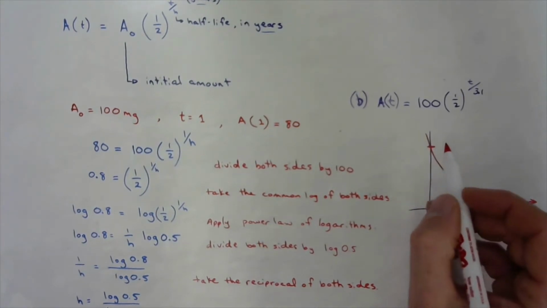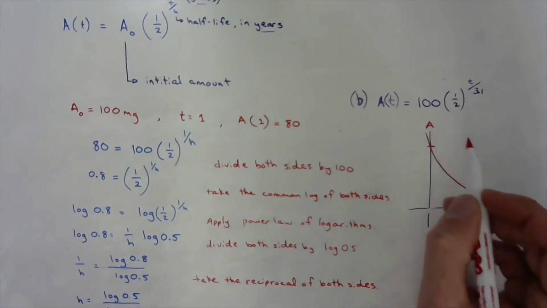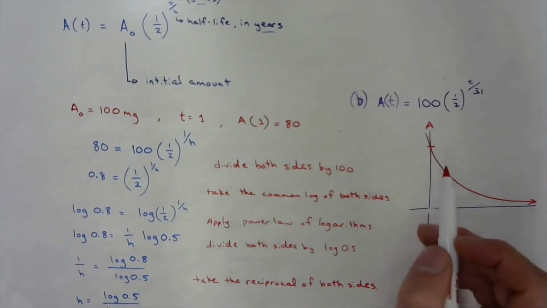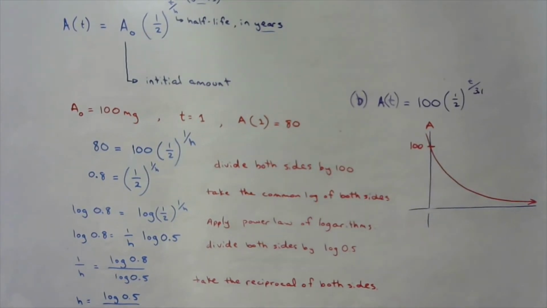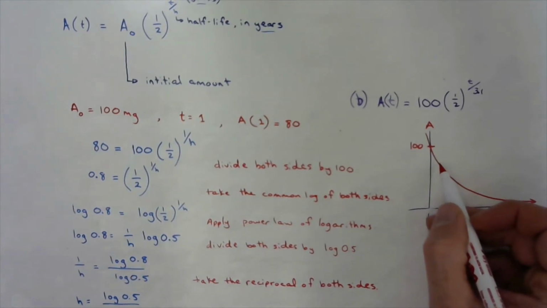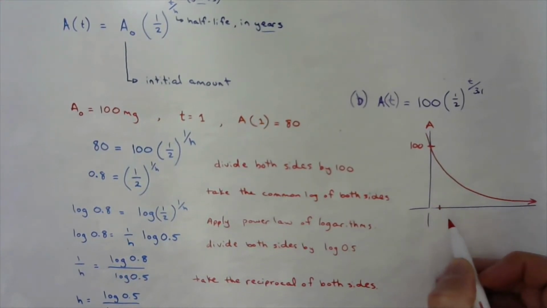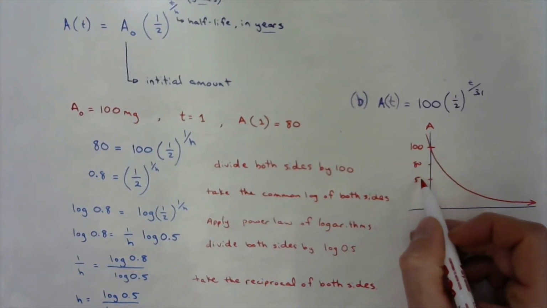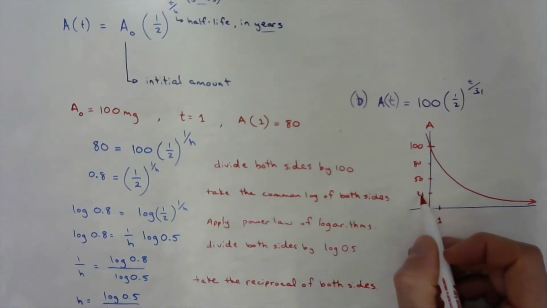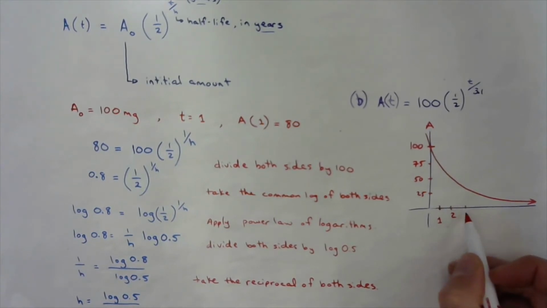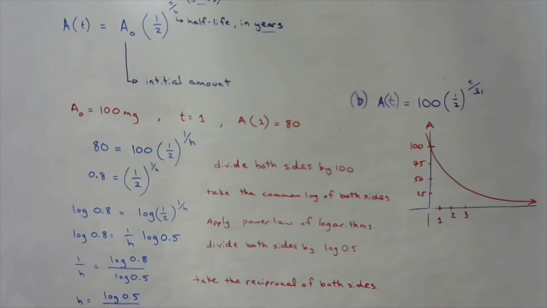Where do you think it crosses the y-axis? I'll give you a hint. It's the amount that you started with. Yeah, 100. And if you wanted to give it a bit more precision, you already know that after 1 second, it's at about 80. You don't need to add these numbers necessarily, but this is approximately what it would look like. Good.